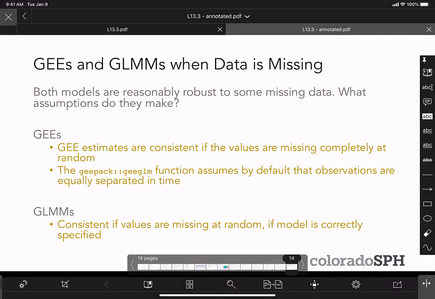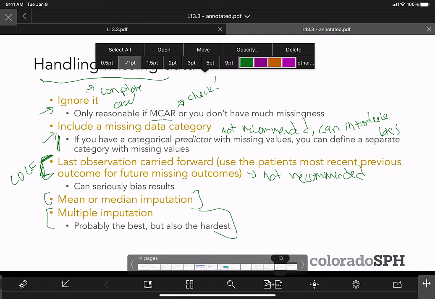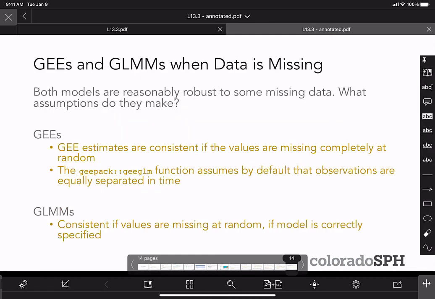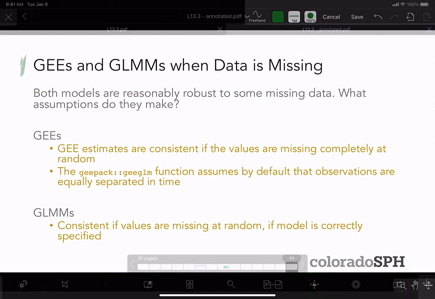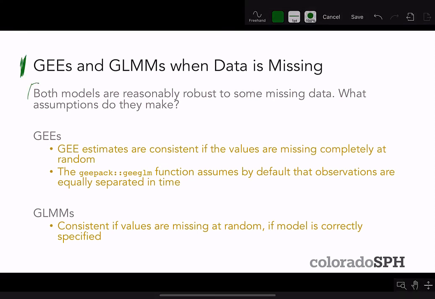So finally, what to do when you have missing data for GEEs and GLMs. What sort of assumptions are they making about your data being missing? Well, one thing that's nice is both models are reasonably robust to at least some of your data being missing. They don't assume that you are going to use your complete cases. And so that's good because data is prone to be missing when you have longitudinal studies. But what assumptions are they making?